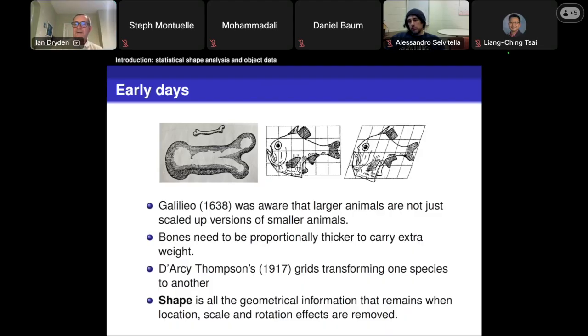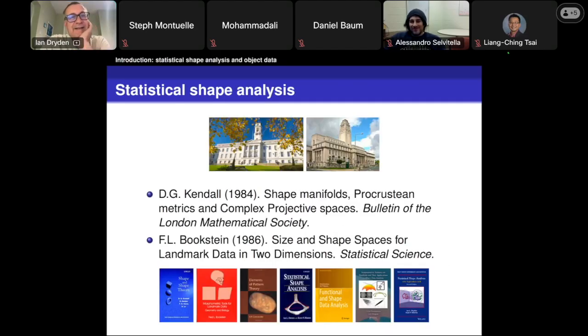Now, I have been working in shape analysis for probably too long, since the 80s. And when I started, there were a couple of very important papers that came out. One from David Kendall, a very mathematical paper on shape manifolds and Procrustean metrics, and one from Fred Bookstein, a much more practical biological type approach on shape spaces. The two had very important ideas and were very strongly related.